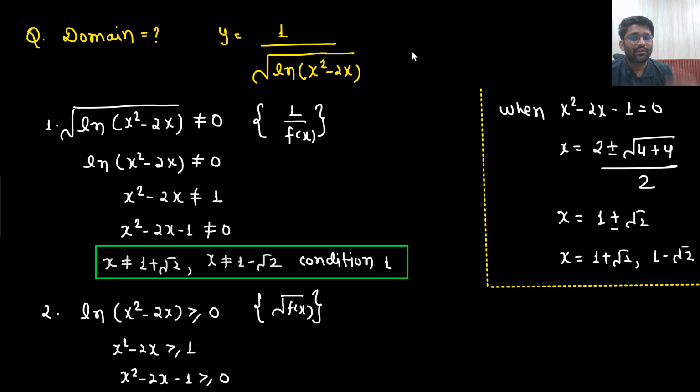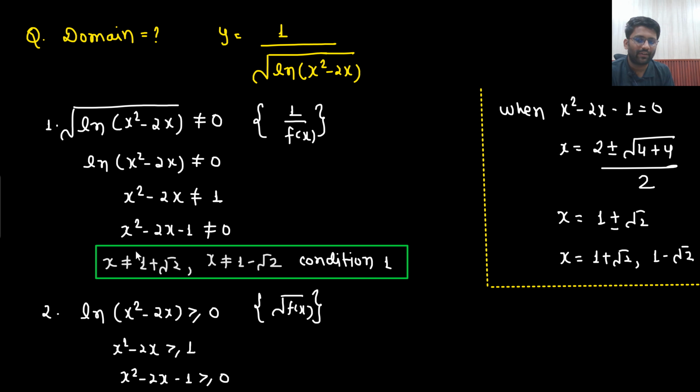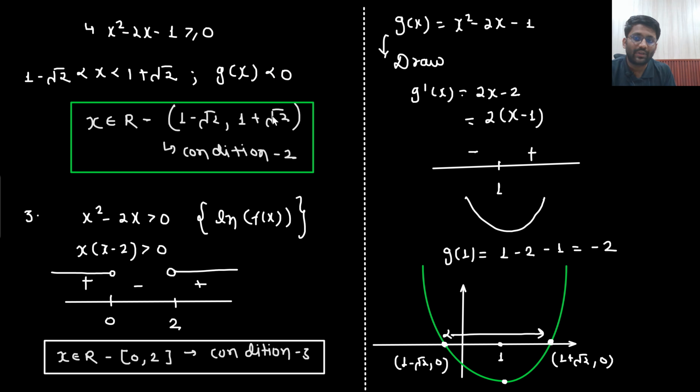So this is the last question that is required to solve. Everything we have solved here. 1 by under root ln x square minus 2x. So first of all, the denominator should not be equal to 0. This is the condition we have got, job done. Second, whatever is written inside the under root should be greater than or equal to 0. Now looking at these two conditions only, I got to know that 1 plus under root 2 will not be accepted, 1 minus under root 2 will not be accepted, and whatever value is inside will also not be accepted. And how did we solve it?